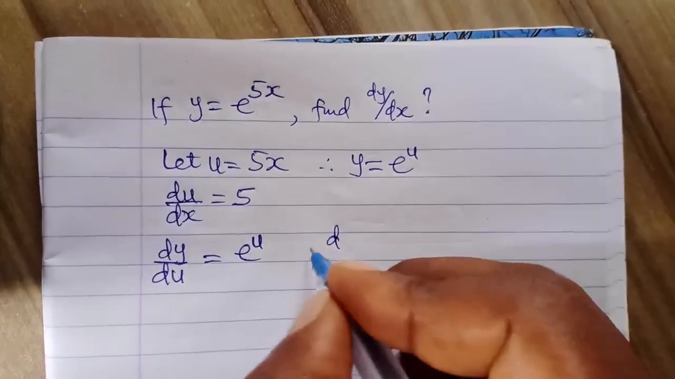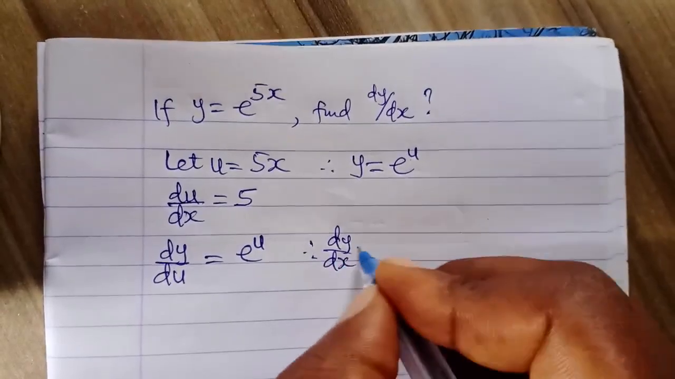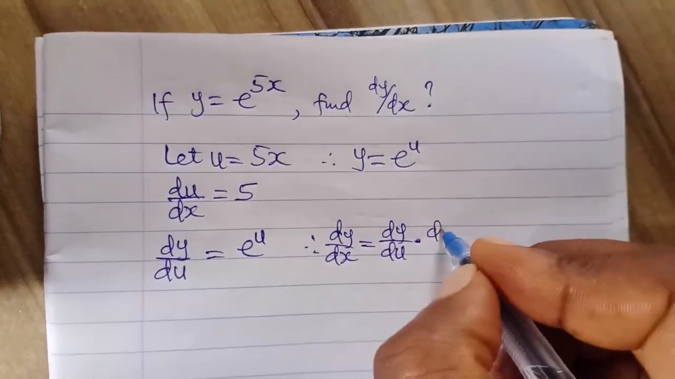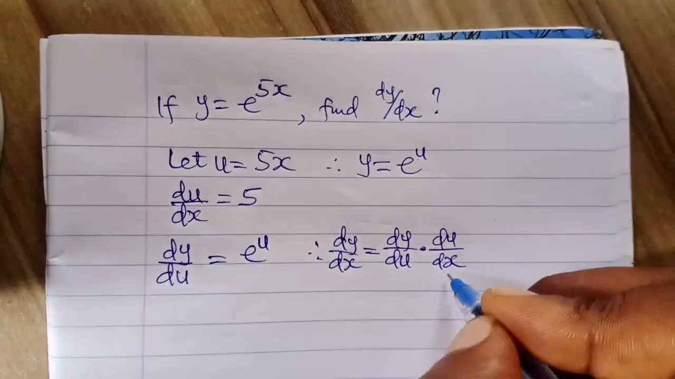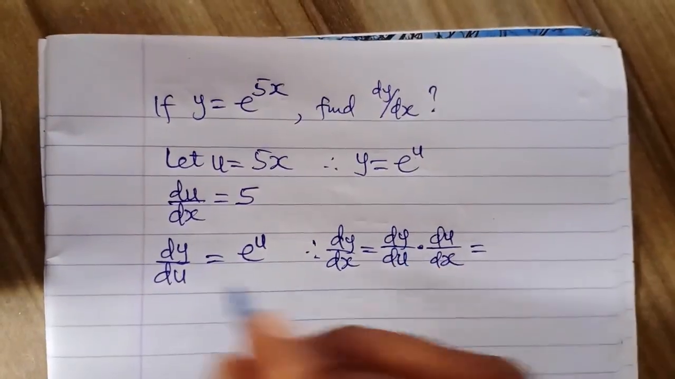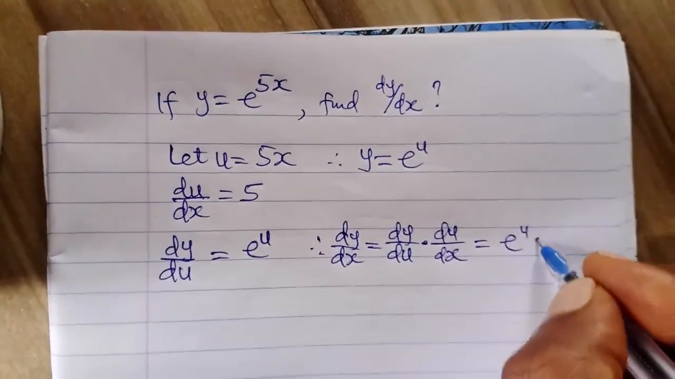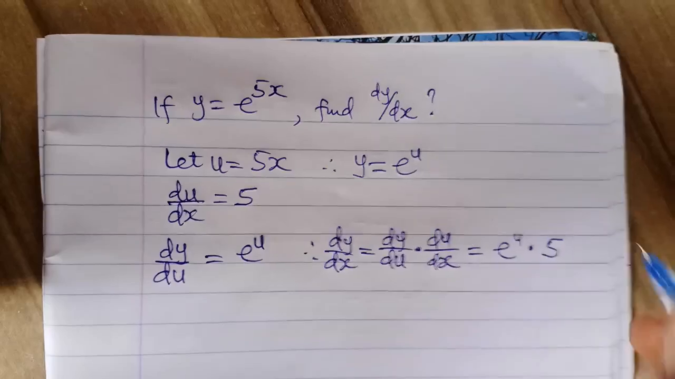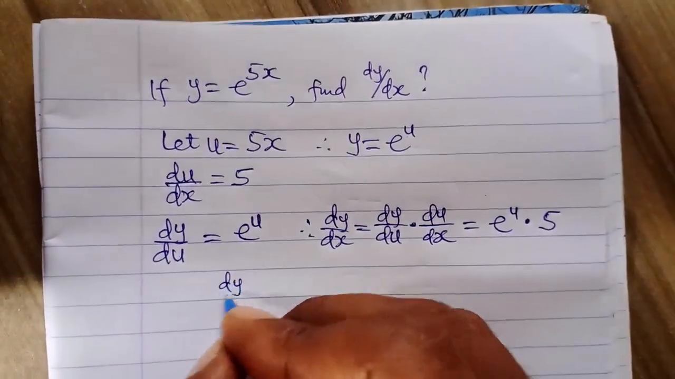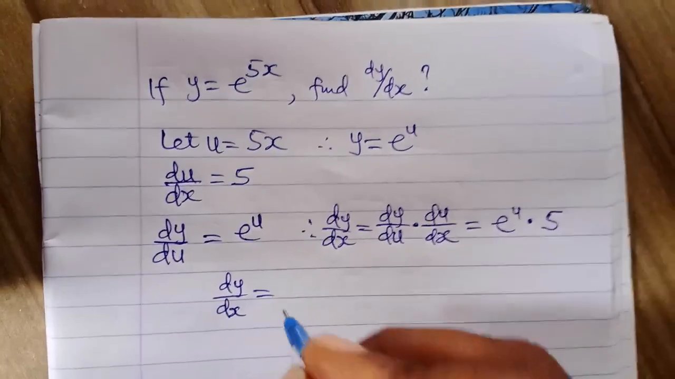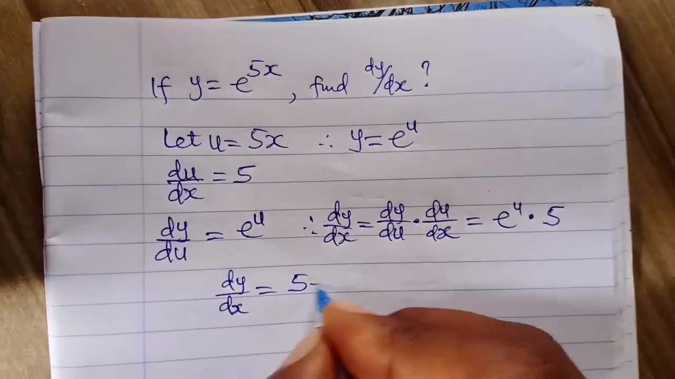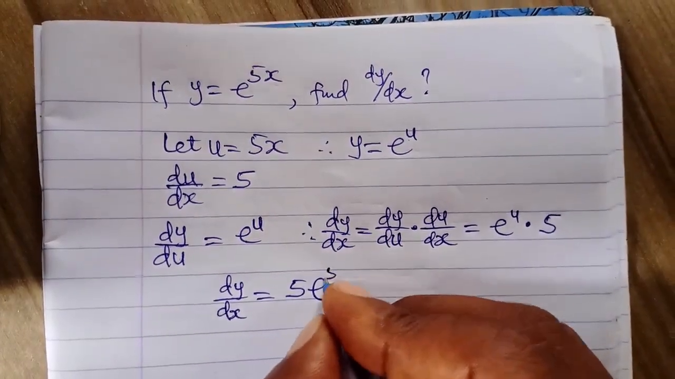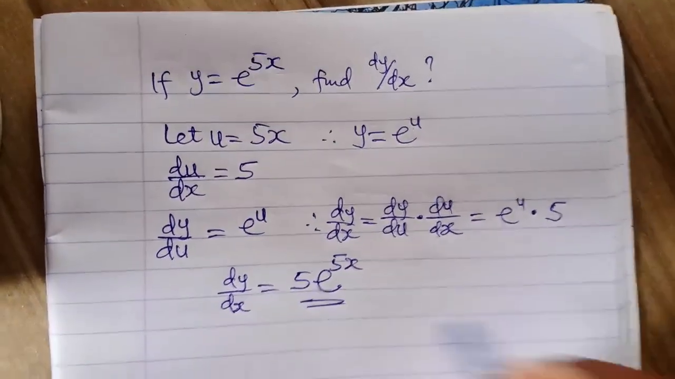Therefore, dy/dx is equal to dy/du times du/dx, so that dy/du is e^u times du/dx, which is 5. So we can say that dy/dx is equal to 5 e^u. Instead of writing u now, we replace it again with 5x. So that is the answer.